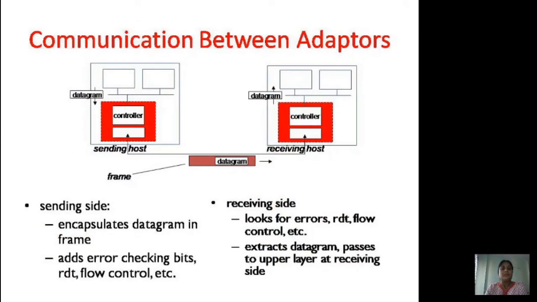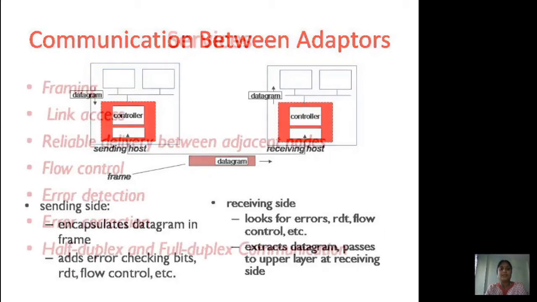This diagram shows you the communication between the adapters, that is, the two NICs. On the sending side, it encapsulates the datagram in a frame. It adds error checking bits, RDT, flow control, etc. At the receiving side, it looks for errors, RDT, flow control, etc., and then it extracts the datagram and passes it to the upper layer at the receiving side.